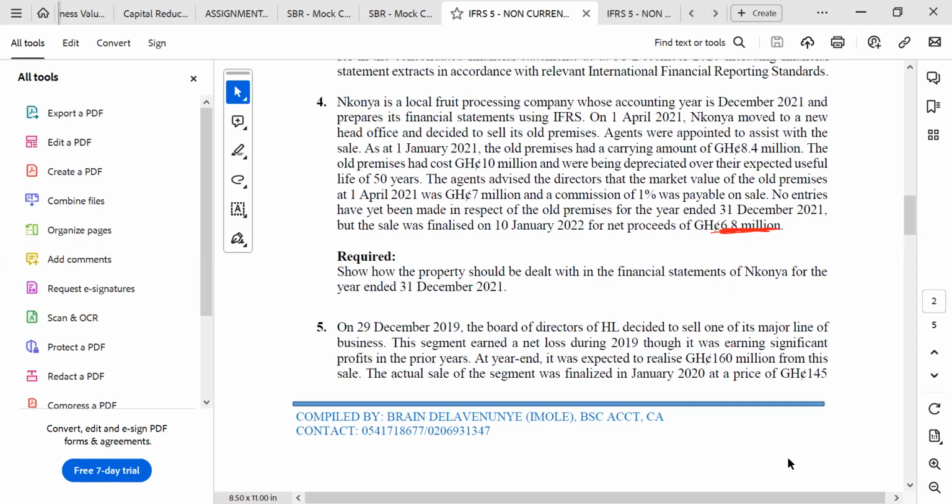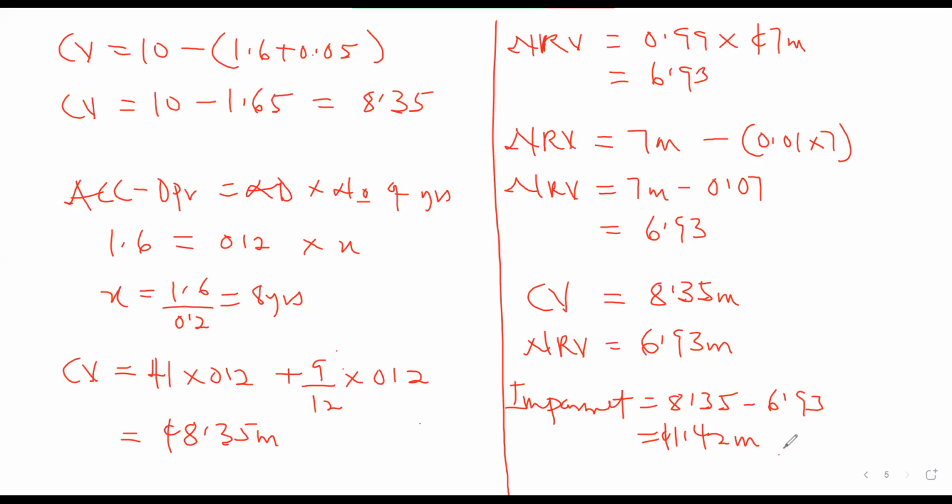But this one, if they say that the asset was sold at a market value of 6.8, then it means that the commission is inclusive. Then we have to subtract it. But the question is saying that it has been sold for net proceeds. Net proceeds means that all selling costs have been taken into account, or taken out of the actual value. So we have sold the assets for 6.8. The question now is, what is the value of the asset in our books?